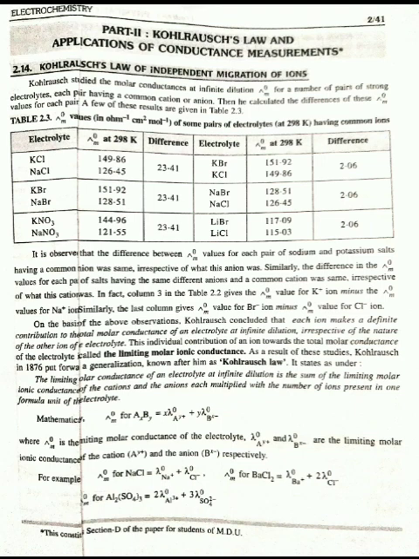Mathematically, λm⁰ for AxBy is equal to xλA^y+⁰ plus yλB^x-⁰, where λm⁰ is the limiting molar conductance of the electrolyte and λA⁰ and λB⁰ are the limiting molar ionic conductance of the cation A^y+ and the anion B^x- respectively. For example, λm⁰ for NaCl is equal to λNa+⁰ plus λCl-⁰. λm⁰ for BaCl2 is equal to λBa2+⁰ plus 2λCl-⁰.